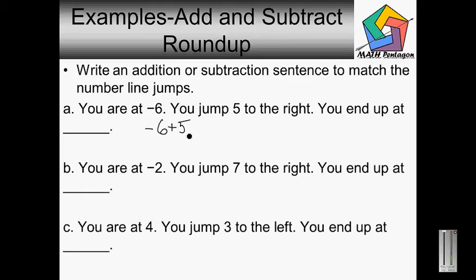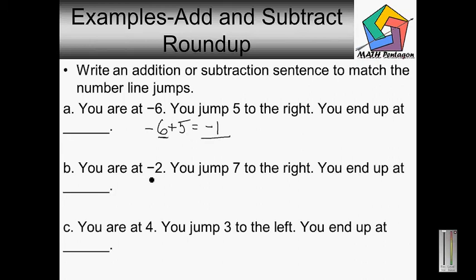So -6 plus 5. And it's telling you where you end up. You know 6 is the larger number and it has a negative next to it, so the answer will be negative. Between 6 and 5, the difference is 1. So our final answer to this would be -1.